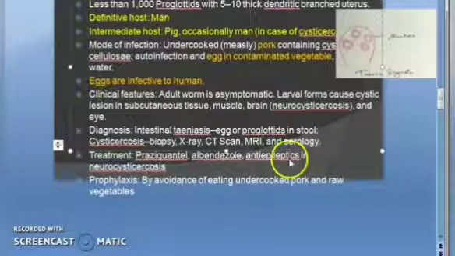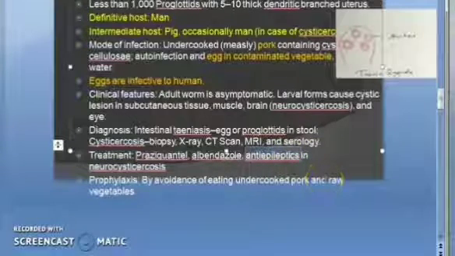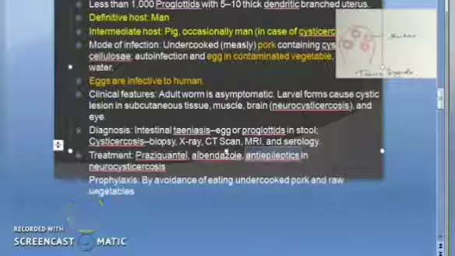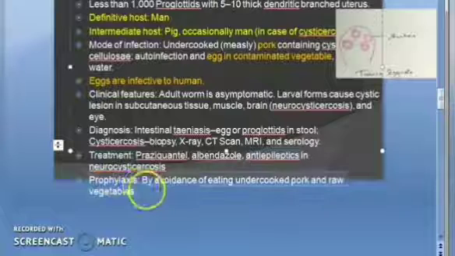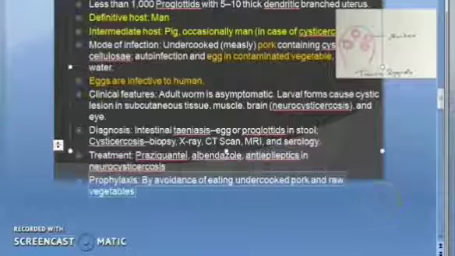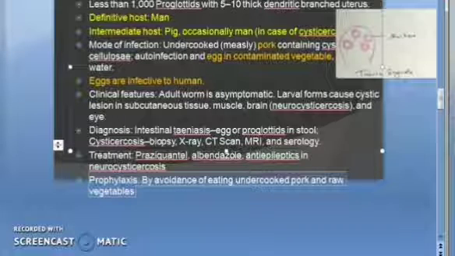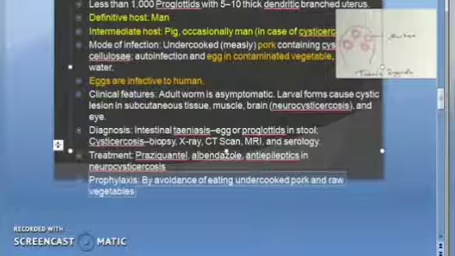Access, you will have to give anti-epileptics because now it has hit the brain, right? These larvae. So you will have to treat with anti-epileptics. Prophylaxis, you will have to prevent eating these kind of undercooked pork, and even raw vegetables you should not eat.